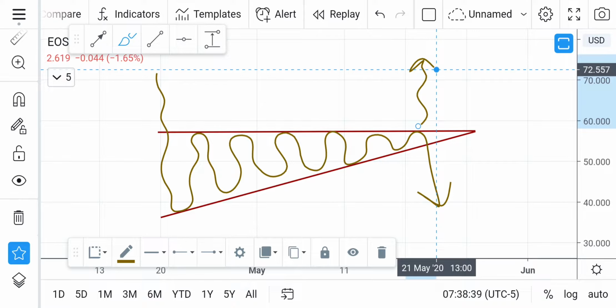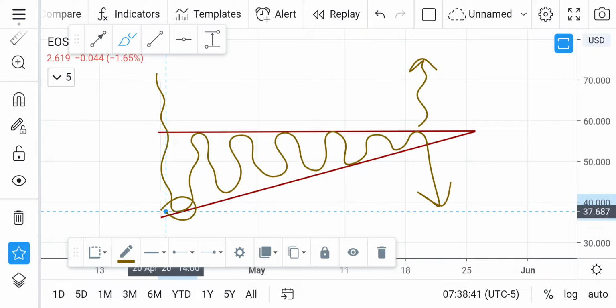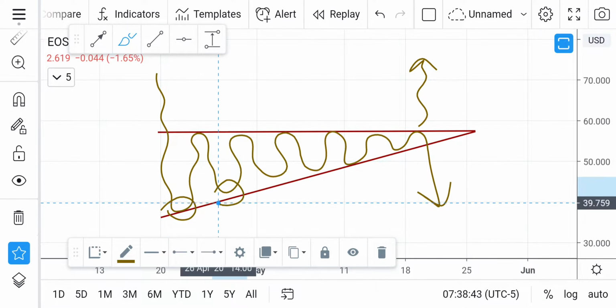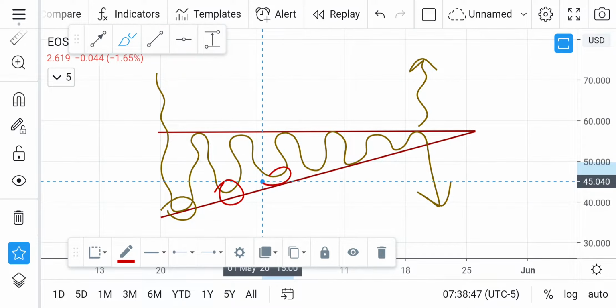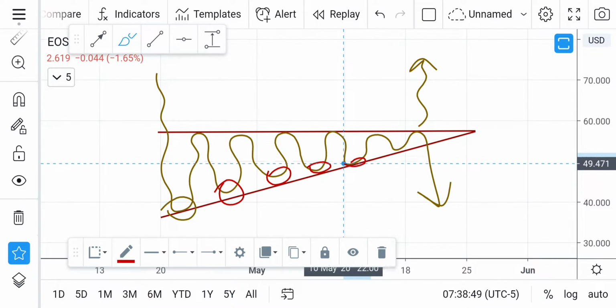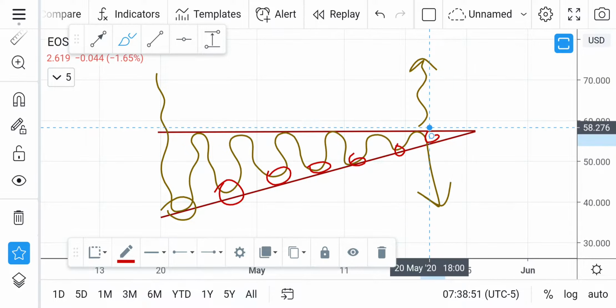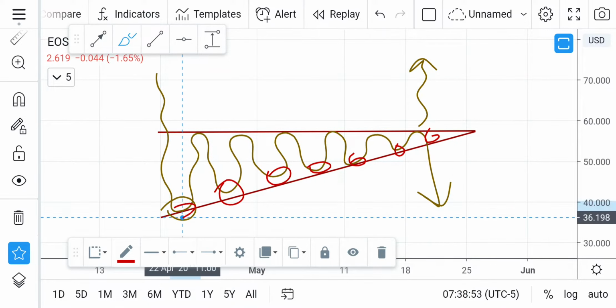because it means that buyers are willing to buy at a higher price. You can see the price is making higher highs. Let me illustrate it like this. It's making higher highs, higher highs into resistance, higher highs into resistance. So that's it about the ascending triangle.